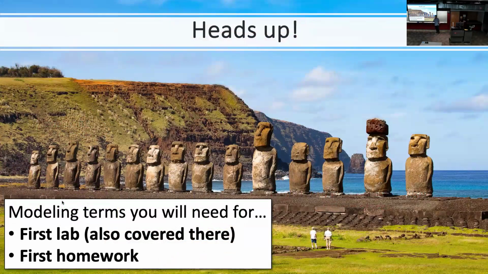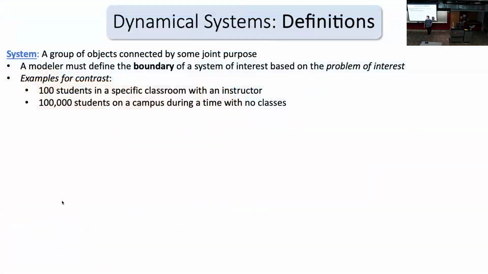All right, so now let's cover some of those modeling terms that you used in the first lab, as well as what you'll need in the first homework. So I've been talking about a system. A system is just a group of objects connected for some joint purpose. So it's a pretty broad definition.